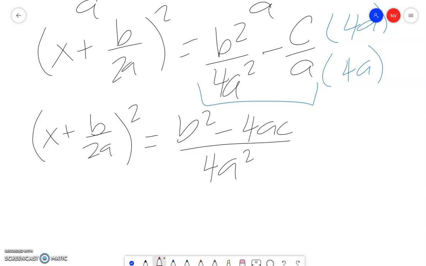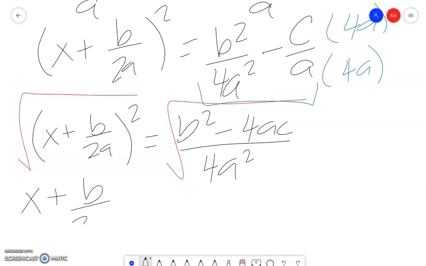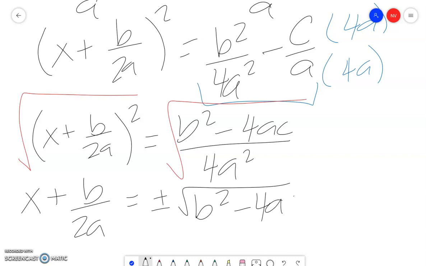Now to get rid of the square on this side, we are just going to take the square root of both sides, so that our left side is now just x plus b over 2a. And whenever you take the square root, you need to make sure to have plus or minus. So the square root of the top is plus or minus square root of b squared minus 4ac. And the square root of the denominator becomes just 2a.